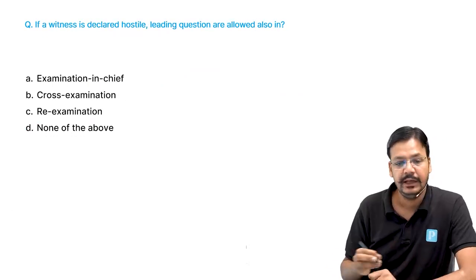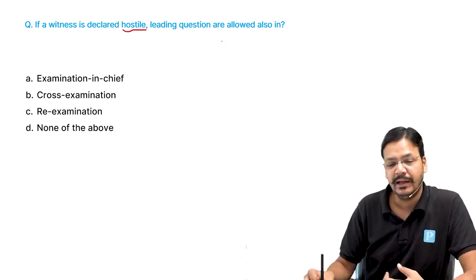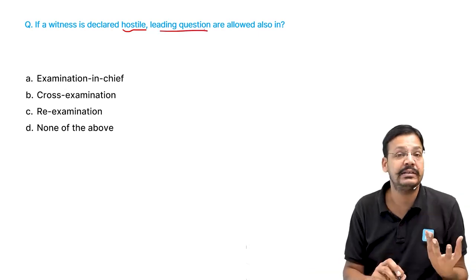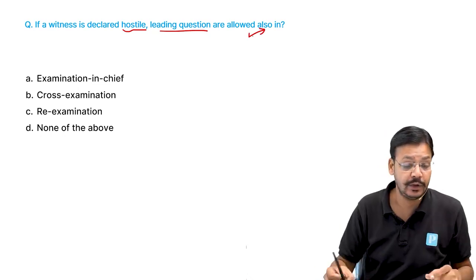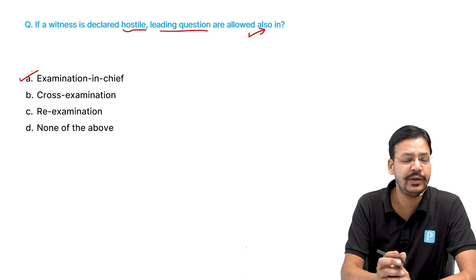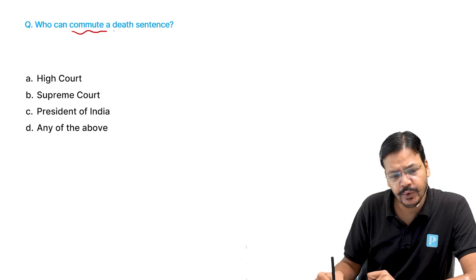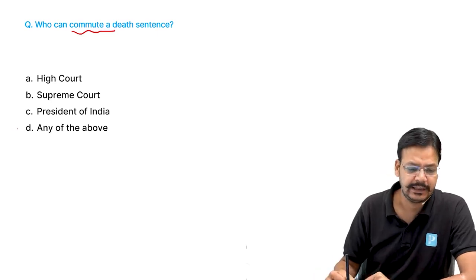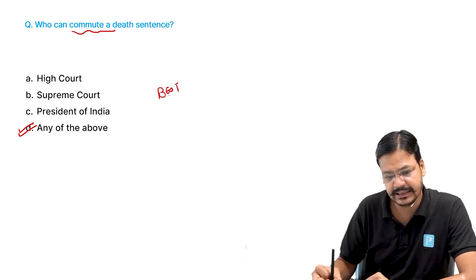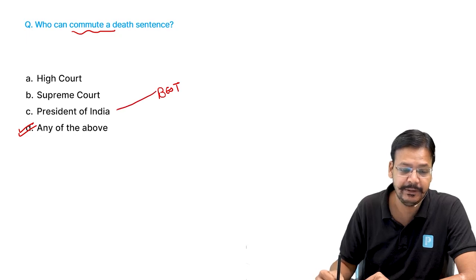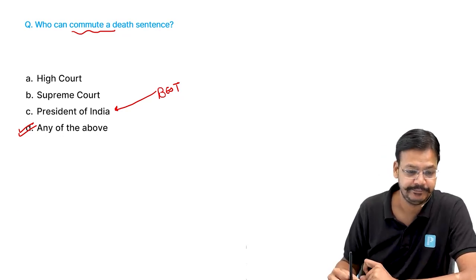Done, sir? If a witness is declared hostile, normally leading questions are allowed in cross-examination. But if the witness is hostile, leading questions are also allowed in chief examination. I told you this one. Who can commute a death sentence? All, like High Court, Supreme Court or President. But again, if the best answer is asked, the answer will be President. But they didn't ask the best, so all is the right answer.